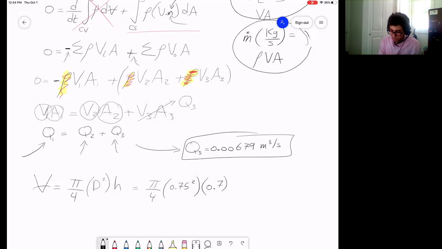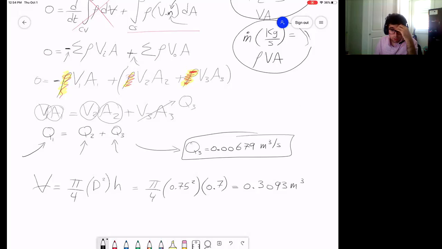Pi over 4. I'm just doing the calculation to find the volume. Okay, so it is 0.3093 meters cubed, right? The unit for volume is meter cubed.